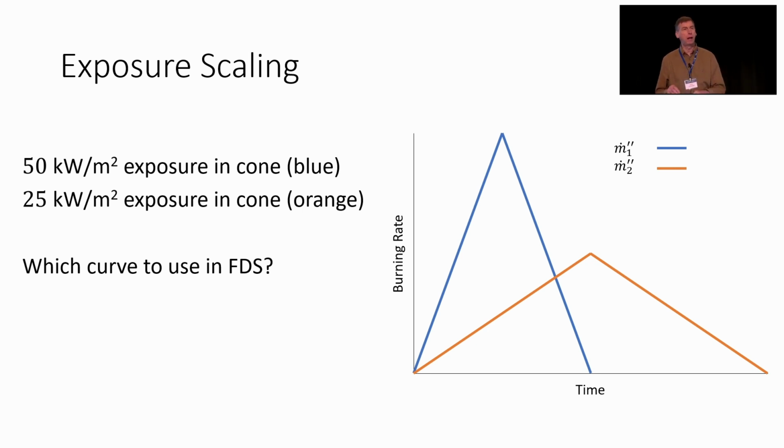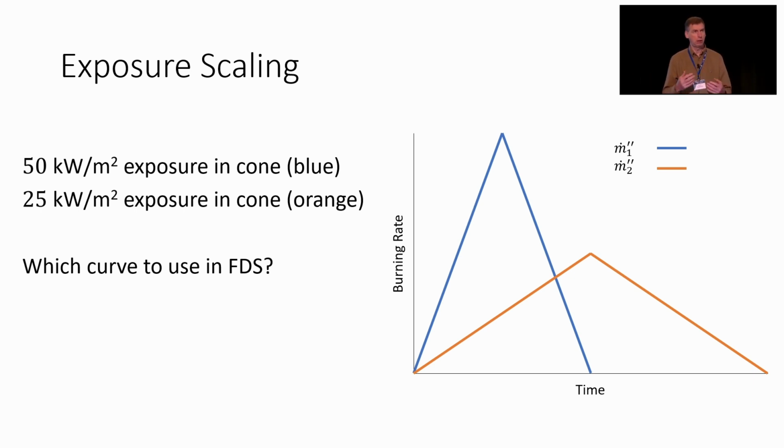Here's a really simplified version of what I just said. There's a couple of different things. One is you want to scale your burning rate based on the exposure. So if you have two sets of cone data, one at 50 and one at 25 kilowatts per meter squared, and they look like what you see here in blue and orange, if you're running this in FDS and your predicted exposure to the material is, say, 35, well, it kind of makes sense to take some sort of linear interpolation between these two curves.